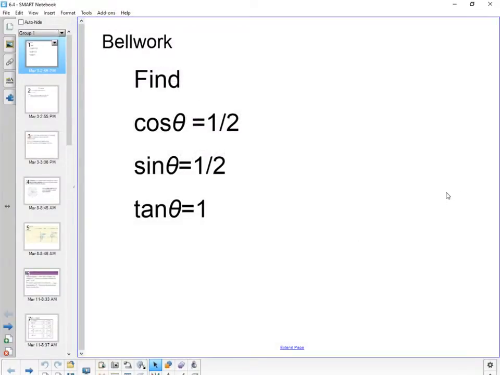Go. I just hit record. Check, check, check. There's sound. Okay, so bell work, fine.